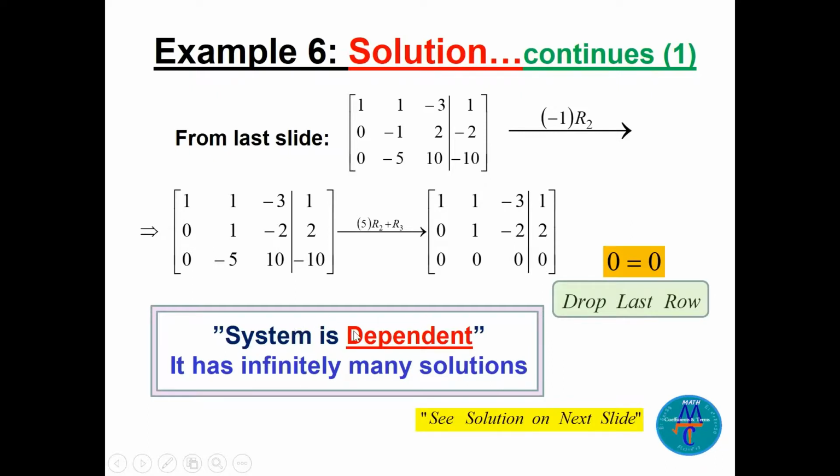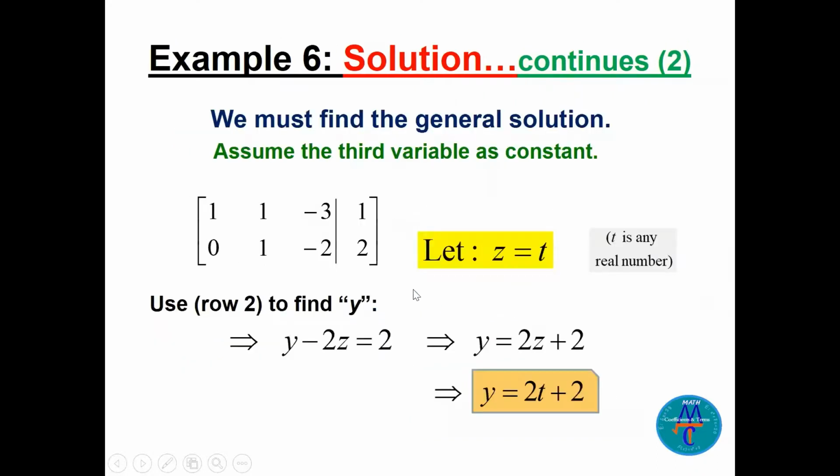And then the system here is dependent. It has infinitely many solutions. So we can start here by saying, let z equal t, where t is any real number. So I can use row 2 here. I can write y minus 2z is equal to 2. I put here z directly t, so y will be 2t plus 2.